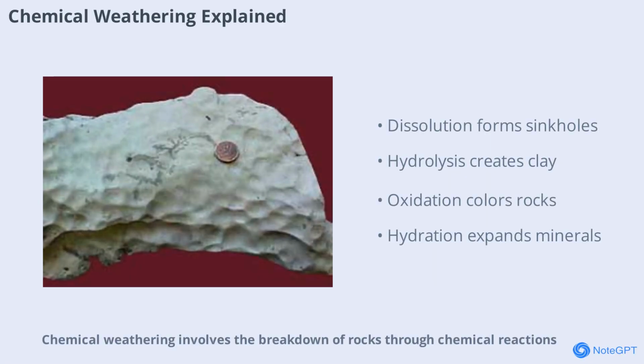Chemical weathering involves the breakdown of rocks through chemical reactions, often with water and atmospheric gases. The main types include dissolution, hydrolysis, oxidation, and hydration. Dissolution occurs when minerals like calcite or gypsum dissolve in water, sometimes forming features like sinkholes. Hydrolysis transforms minerals such as feldspar into clay minerals through reactions with acidic water.